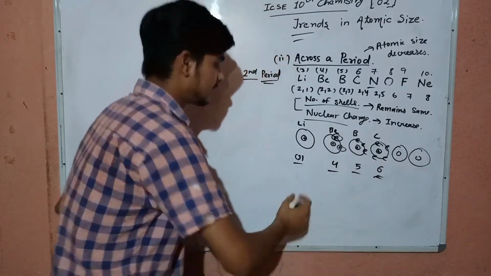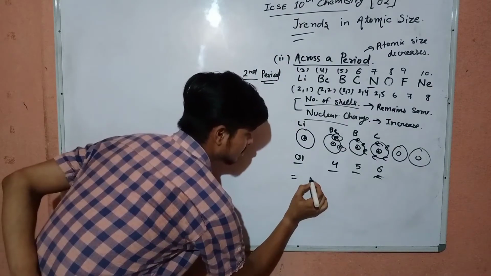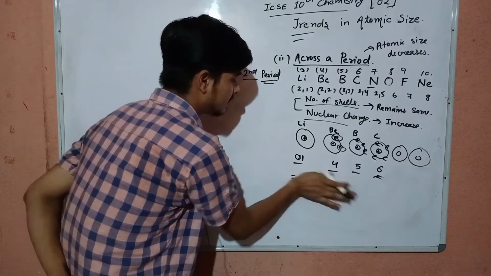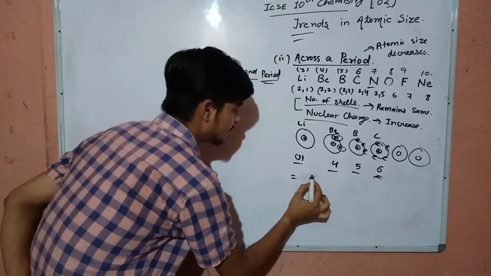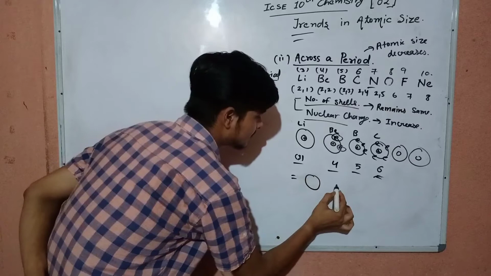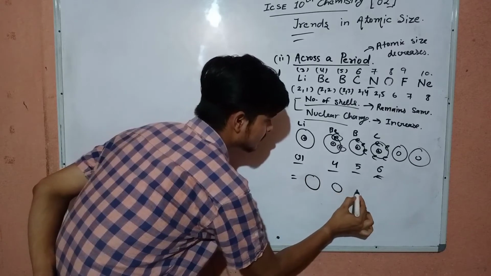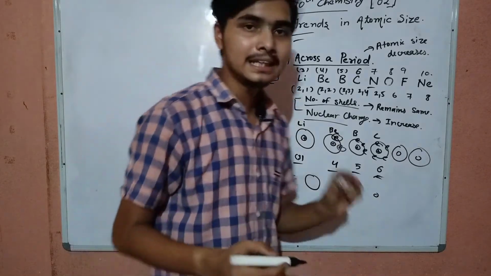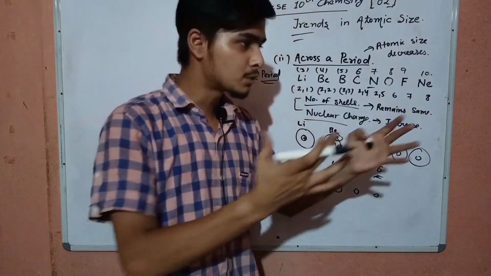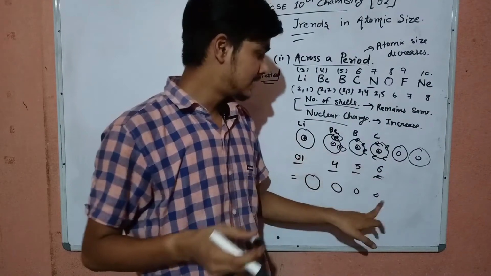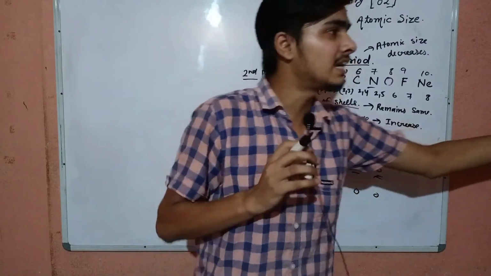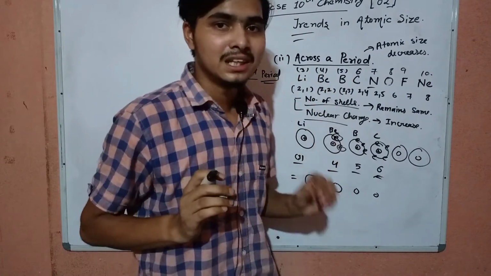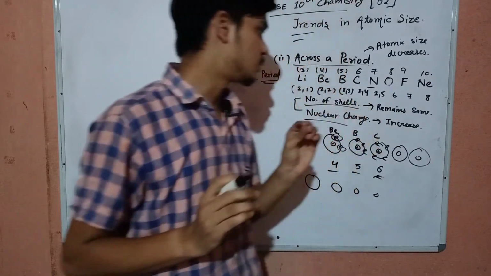And what happens in reality is that, suppose this is the size of lithium. Okay, let me make it a little bigger. If this is the size of lithium, then this is the size of beryllium, this is the size of boron, this is the size of carbon. The size is getting decreased because the power of the proton is getting even more, it has more capacity, so it is attracting the outermost electron towards itself, and the size is getting decreased. Okay, I think you have understood.